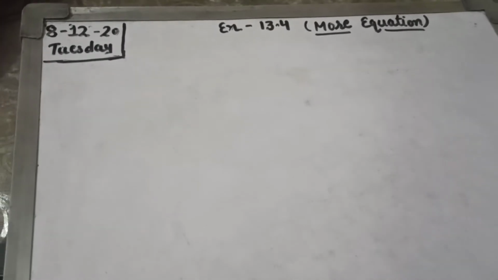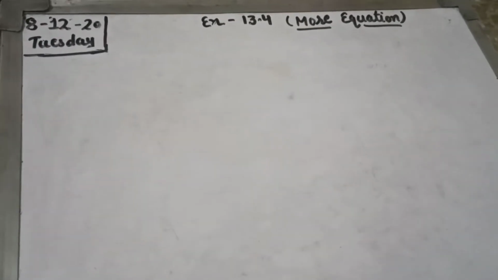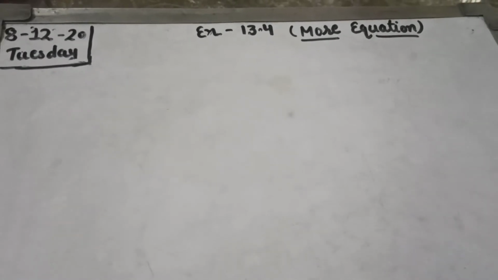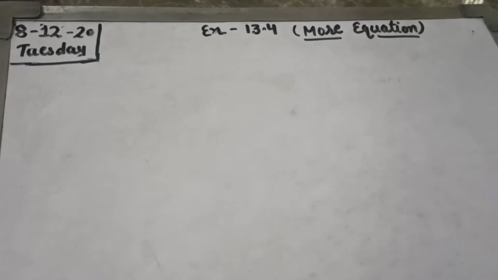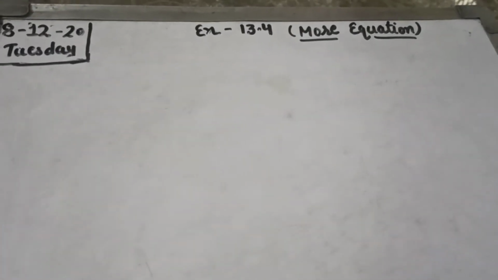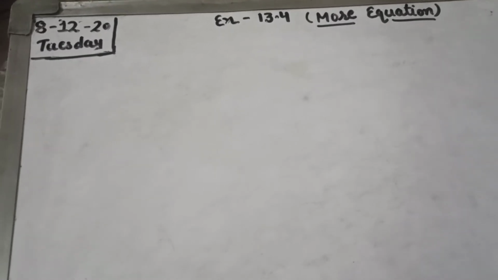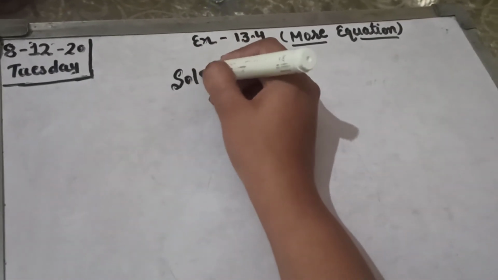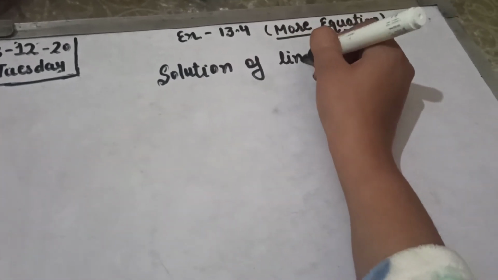Today we will do the next exercise of chapter 13, that is exercise 13.4, which is more equations. In this exercise, we will discuss more linear equations with the same methods. Like in exercise 13.3, we have done three methods of solving for the solution of a linear equation.